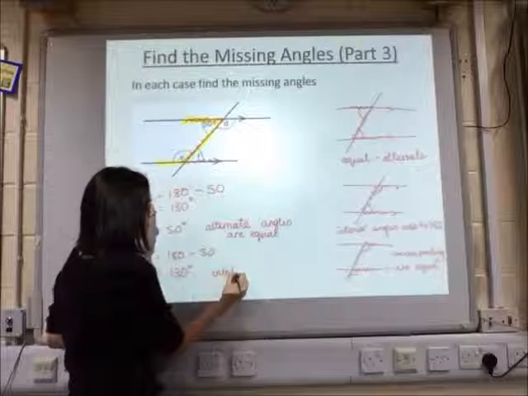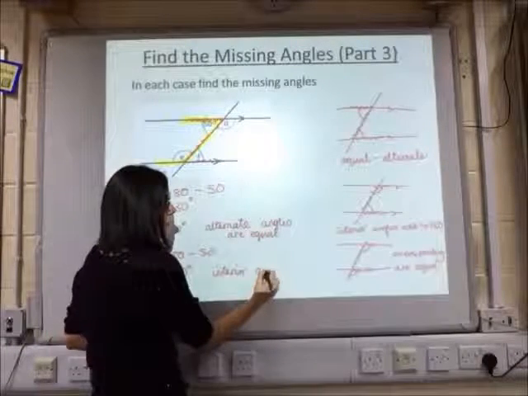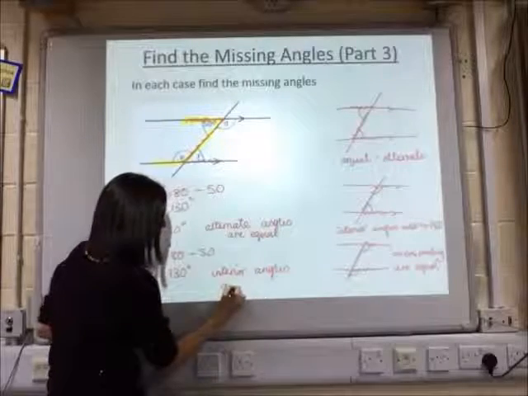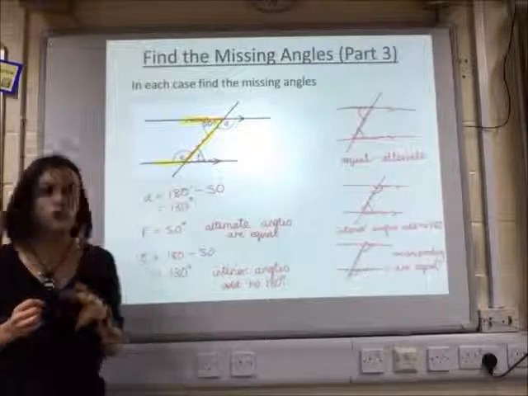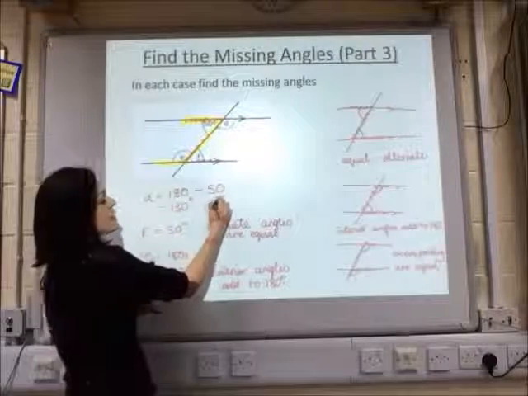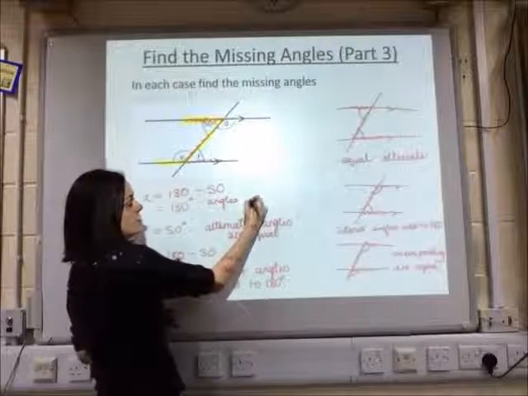So I'm going to say because interior angles add to 180 degrees. So I've used three different reasons there. I've used angles on a straight line, make up 180.